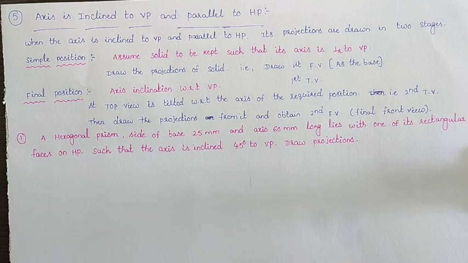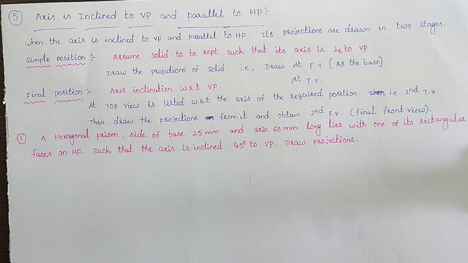Now another position: axis inclined to VP and parallel to the HP. When the axis is inclined to the VP and parallel to the HP, we will draw the projections according to the change of position method. We will draw the projections in two stages. One is the simple position and the second one is the final position. In the simple position, we can assume the solid is kept such that the axis is perpendicular to the VP. So when the axis is perpendicular to the VP, the base view we will obtain on the vertical plane. That means the base is drawn as the front view of our diagram.